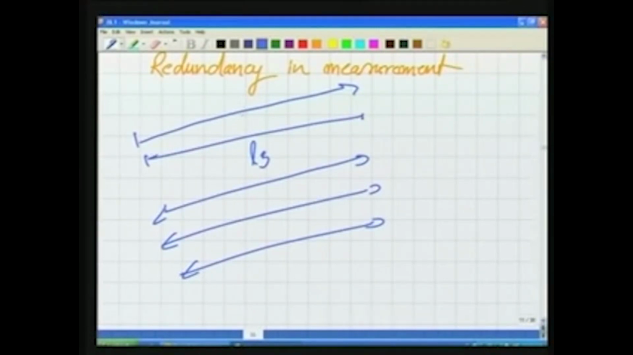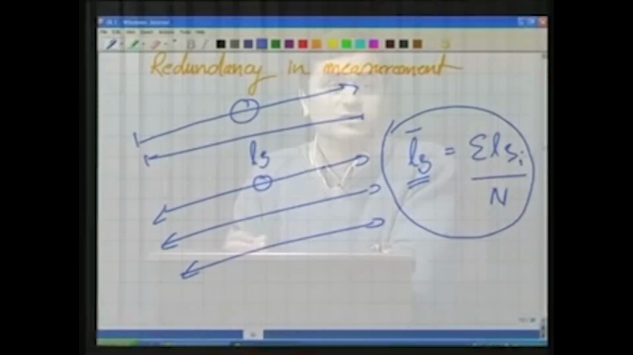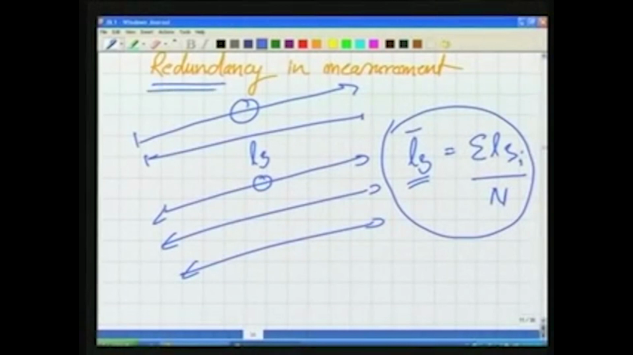Why? Because maybe one of the measurements is wrong. The other measurements are redundant, but they ensure that your final value, which you will get as the average, sigma L3 i divided by n, the number of measurements you have done, is more accurate. If you take the average of all these measurements carried out for the length L3, you are more confident about your value than with a single measurement. So we should always keep in mind that we should have redundancy in our measurements whenever we are doing surveying, whenever we are doing any measurement.